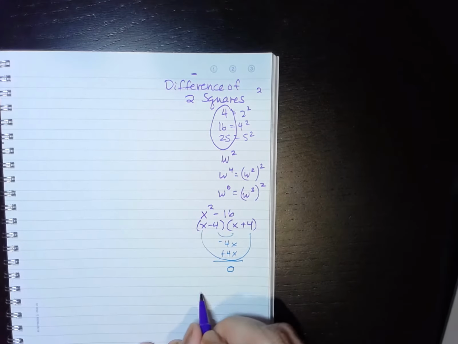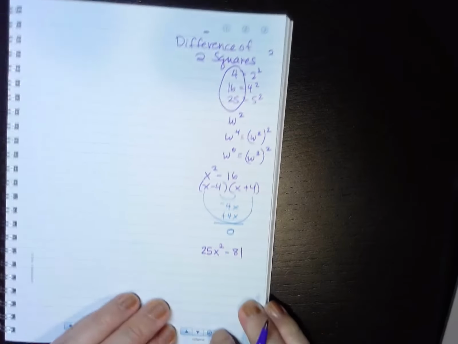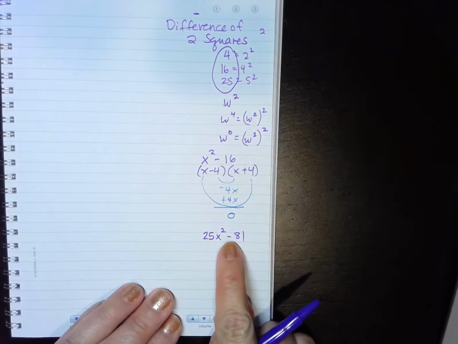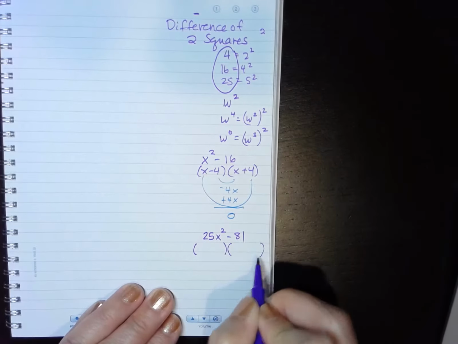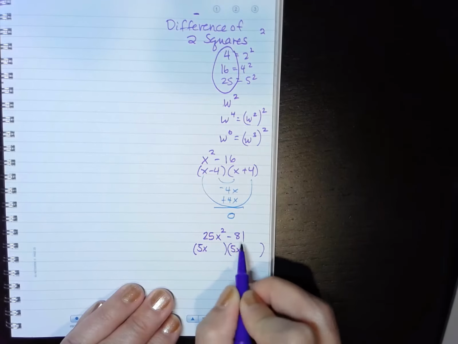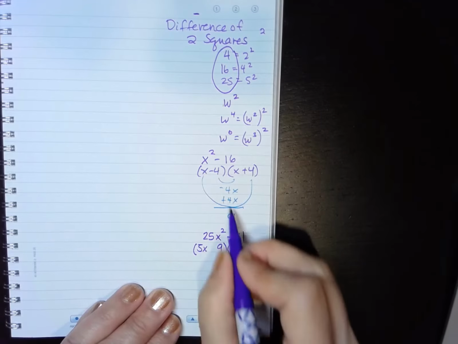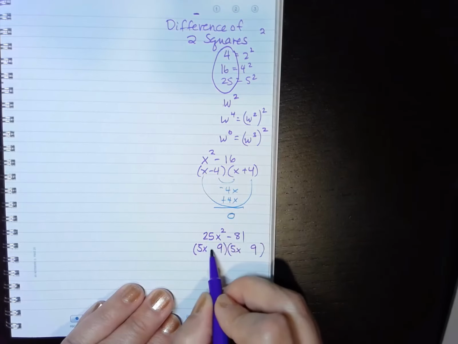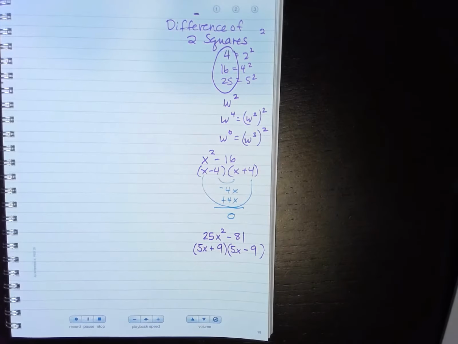Okay, so let's get something a little bit more complex. Suppose that we had 25x squared minus 81. As long as these are squares and you have a difference, then it factors the same way. So the square root of 25x squared is 5x. The square root of 81 is 9. And then to make those middles zero out, you need one plus and one minus. And so there is the difference of two squares.